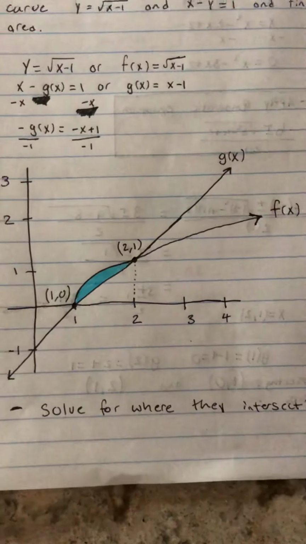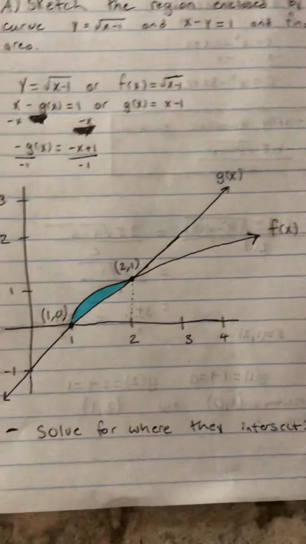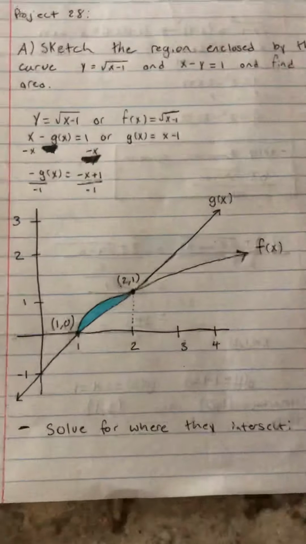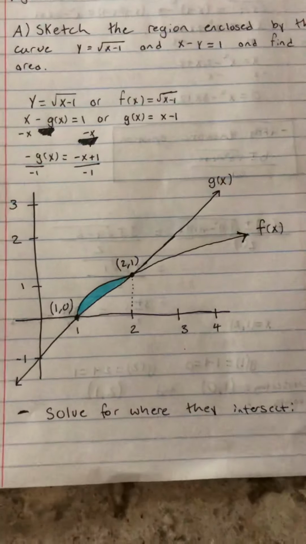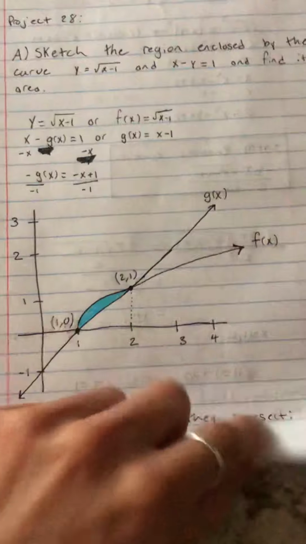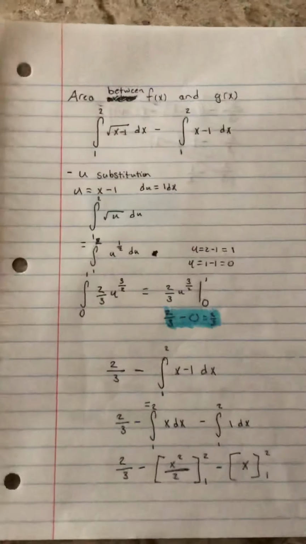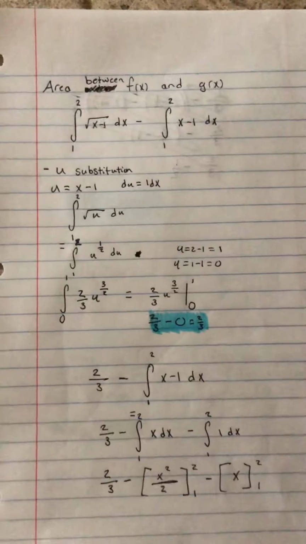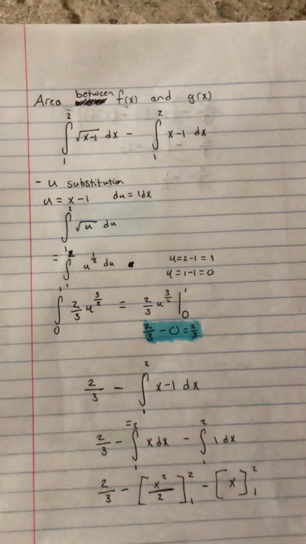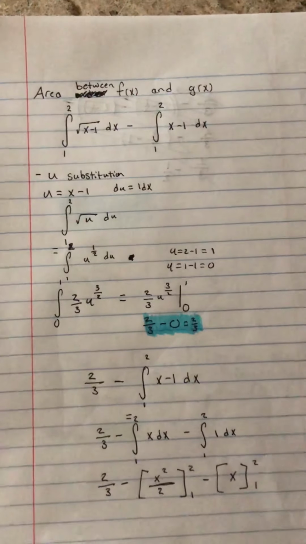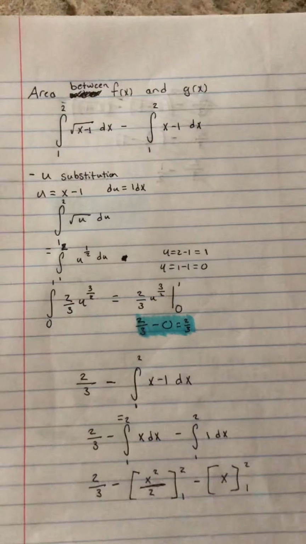(1, 0) and (2, 1), which is where these two functions intersect, which gives us the bounds for the definite integral to find the area between these curves. So after that, I wrote down the integral to find the area between f of x and g of x, which can be seen here, which is the definite integral from 1 to 2 of the square root of x minus 1 dx minus the integral from 1 to 2 of x minus 1 dx.